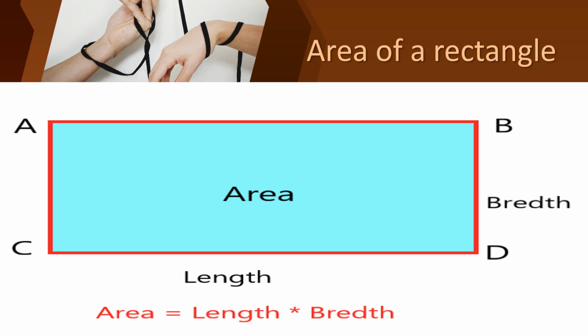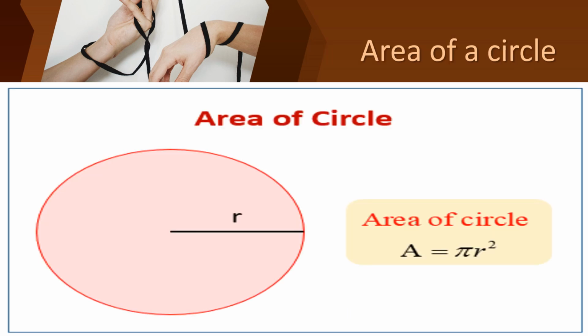So length into breadth, square units. That is centimeter square or meter square. We can use that. And then see, this is a circle. So children, a circle is a closed boundary. It is also a simple closed boundary. The region inside the circle is the area.